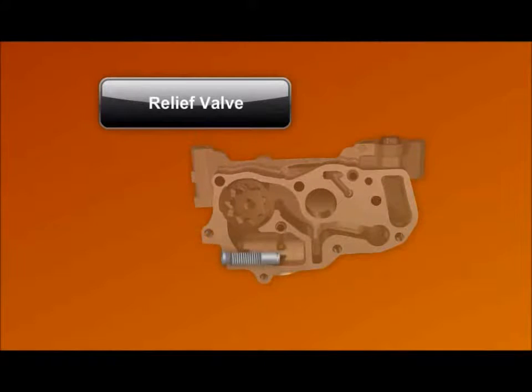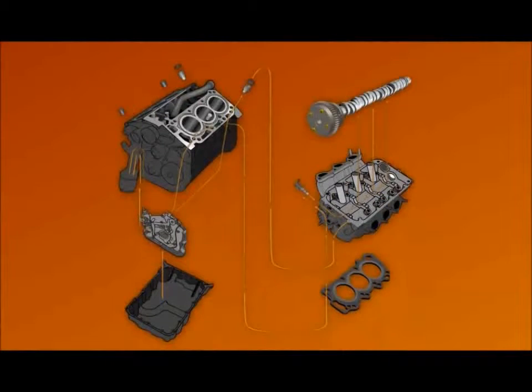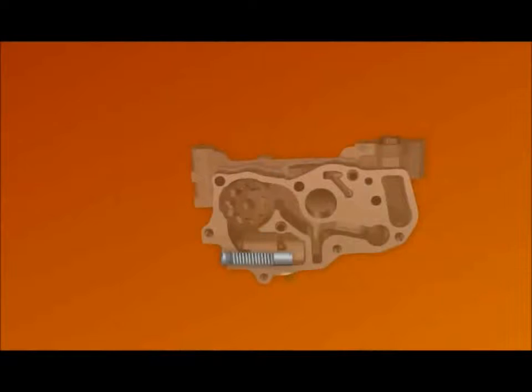The relief valve opens if oil pressure exceeds spring pressure due to extremely low temperatures or a blockage in the oil passages. When open, the relief valve directs oil back to the oil pan.